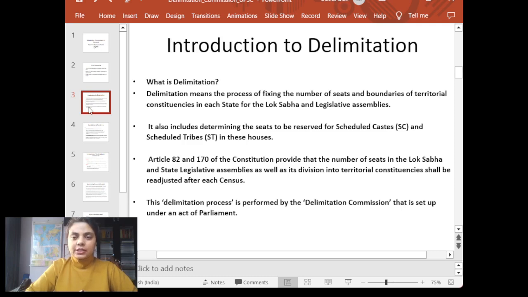There are two important articles which we are seeing here. There is one more article I will tell you about in a further slide. The first are Article 82 and Article 170. Article 82 is aligned with the Lok Sabha and Article 170 with the State Legislative Assembly. It talks about how you have to readjust territorial constituencies after each census. So these two articles, Article 82 and 170, are very important. The next thing we can see is that the delimitation process is done by the Delimitation Commission, which is set up by an act of Parliament.